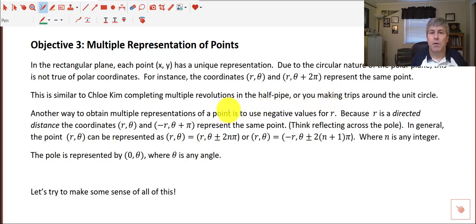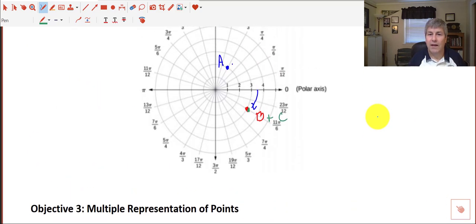So another way to obtain multiple representations of a point is to use negative values for r. Because r is a directed distance, the coordinates (r, theta) and the opposite, (negative r, theta plus pi), represent the same point. Think of this as reflecting across the pole. So to go to negative r, a negative r might be 2 units in that direction. So that might be a negative 2.